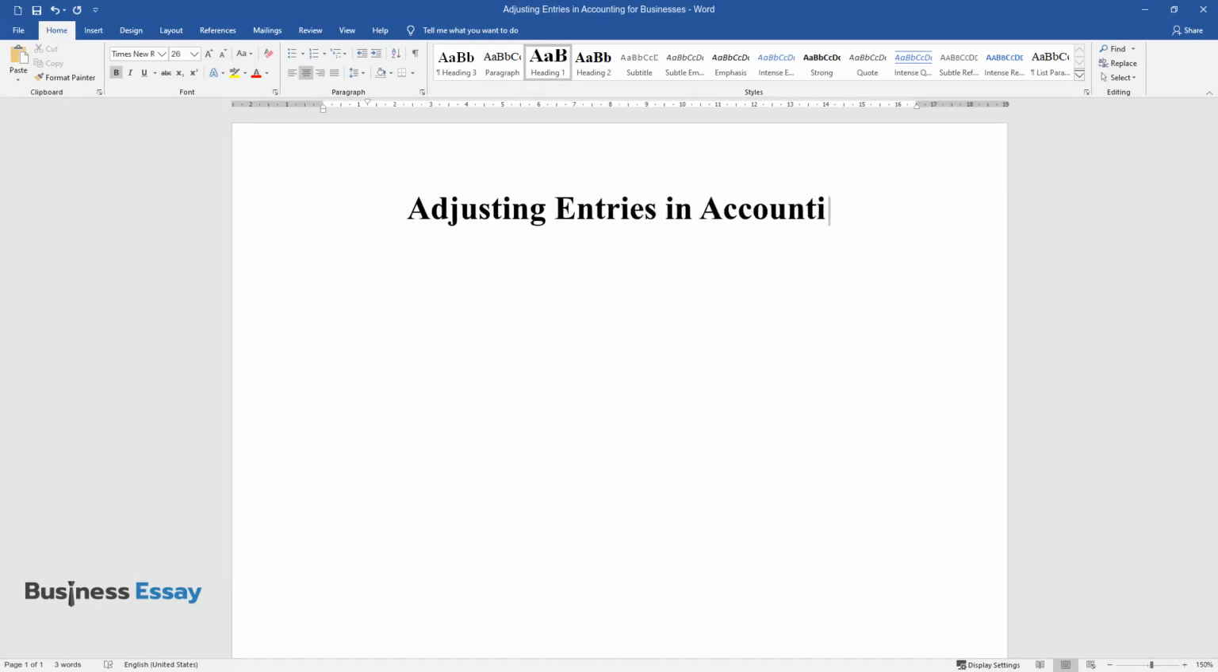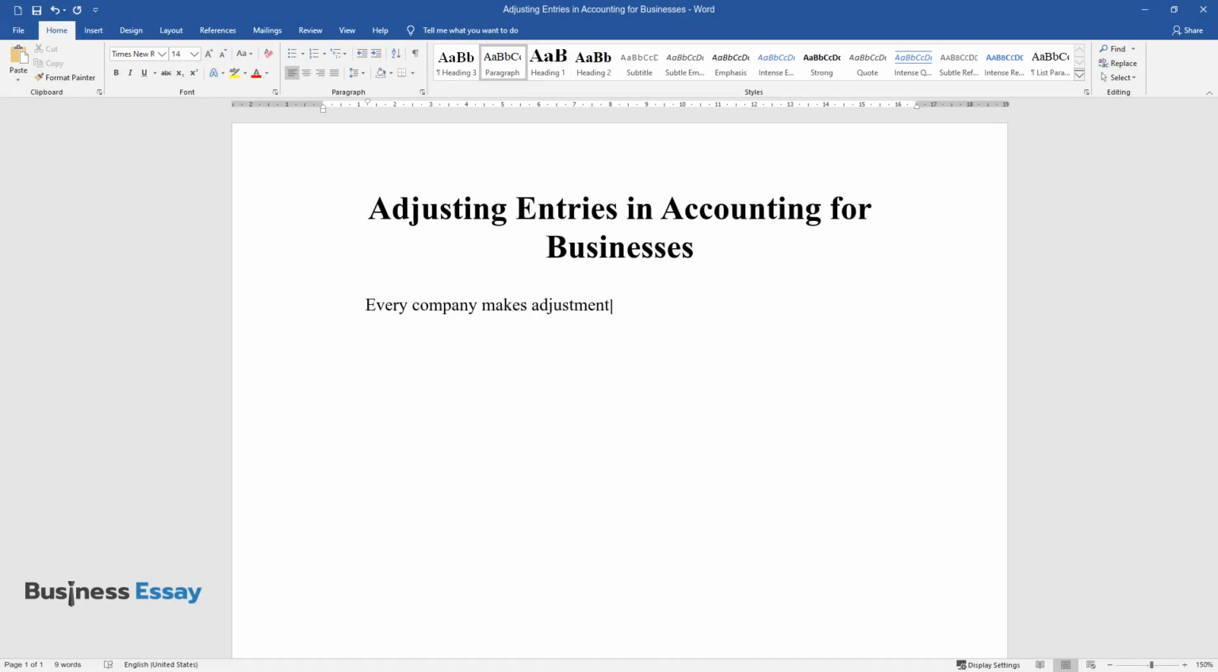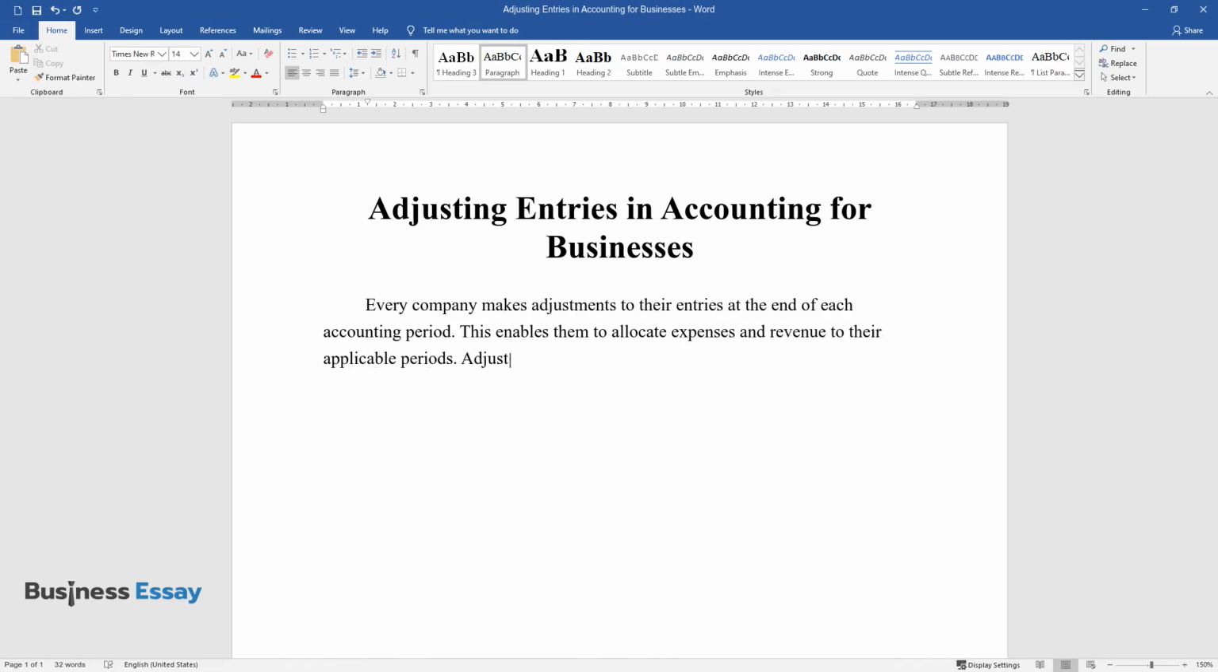Adjusting entries in accounting for businesses. Every company makes adjustments to their entries at the end of each accounting period. This enables them to allocate expenses and revenue to their applicable periods. Adjusting of entries requires principles, especially in accrual accounting.